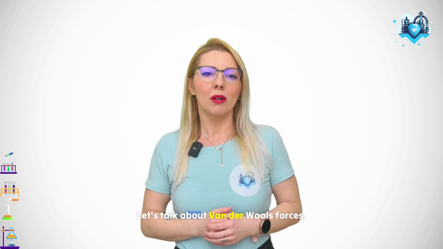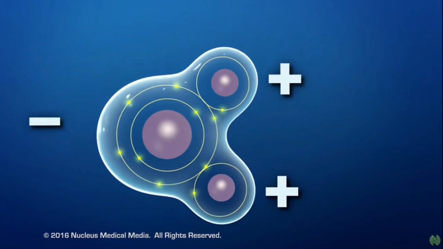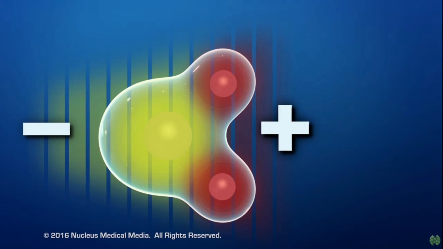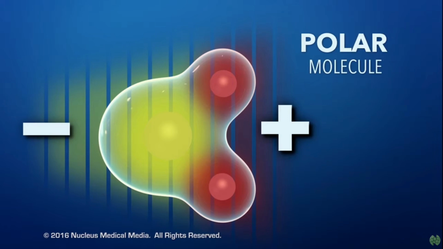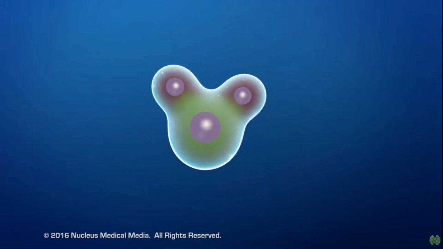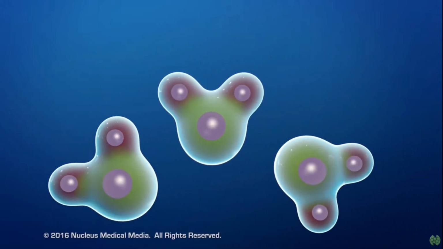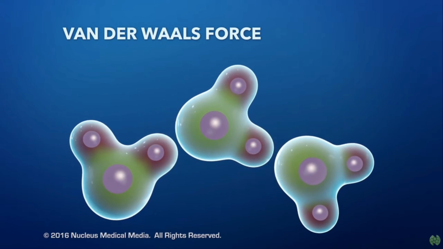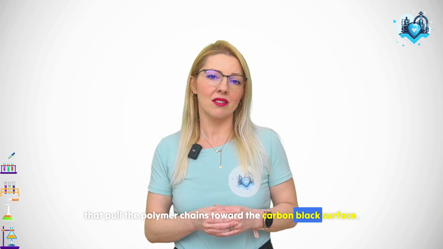First, let's talk about van der Waals forces. These are weak, short-range forces that act between the carbon black surface and the polymer chains. If you remember from a previous episode, van der Waals forces arise due to temporary or fluctuating dipoles, which occur even in materials that are nonpolar, like natural rubber or the surface of carbon black. You can think of them as tiny, momentary attractions that pull the polymer chains toward the carbon black surface.